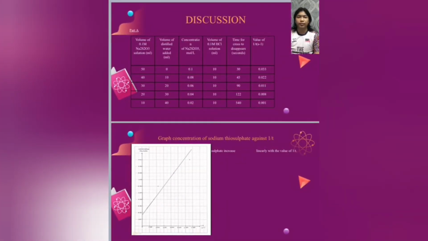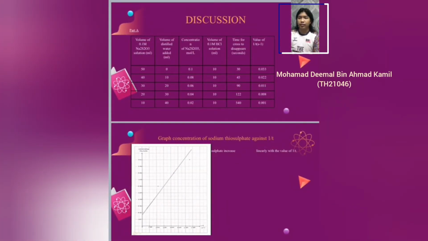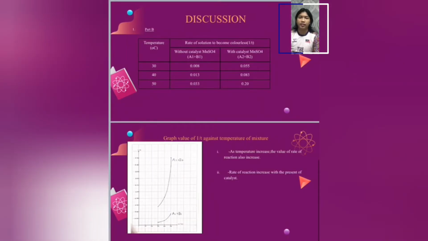Thank you. For the discussion part, the concentrations of sodium thiosulfate obtained are 0.1 mole, 0.08 mole, 0.06 mole, 0.04 mole, and 0.02 mole. The values of 1 over time obtained are 0.033 second, 0.022 second, 0.011 second, 0.008 second, and 0.001 second, respectively, to the concentration of sodium thiosulfate. So for the graph obtained, the relation is that the concentration of sodium thiosulfate increases linearly with the value of 1 over time.